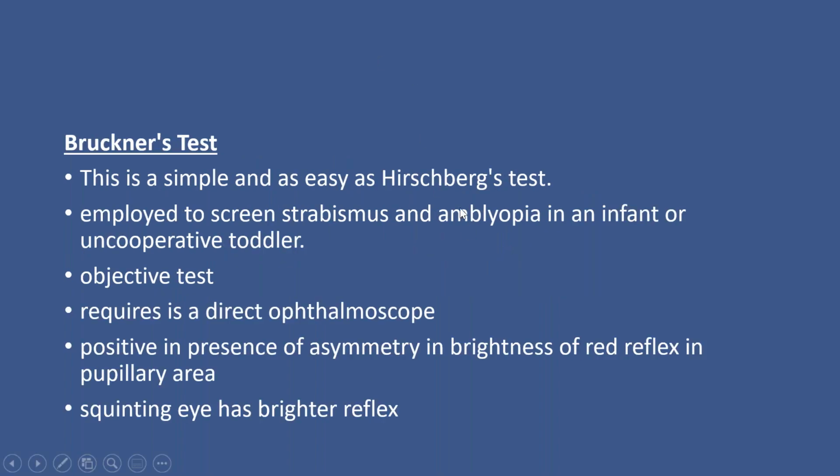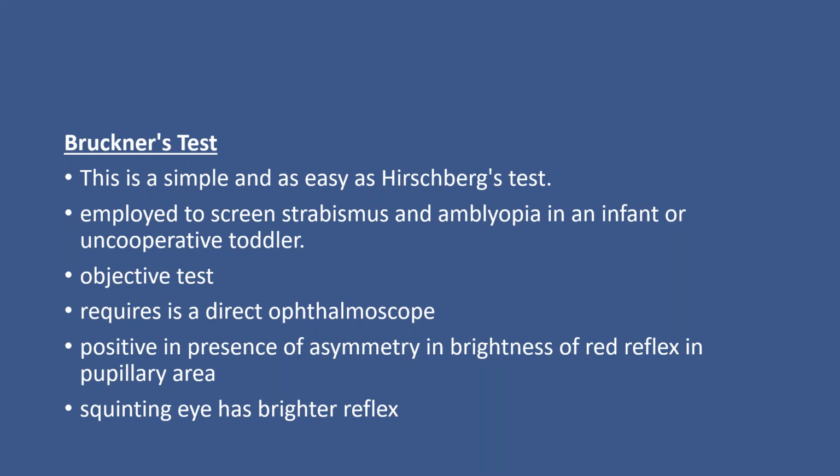Now, one very basic test to assess small children, or very quickly screen patients, is Bruckner's test. Now, this is an objective test. The only thing that it requires is a direct ophthalmoscope. And a Bruckner's test is considered positive when there is asymmetry of brightness of red reflex in the pupillary area. So you know that you're supposed to look for a red reflex in the pupillary area, and in a normal person, it'll be equally bright in both eyes, right? But it's considered positive when there is an asymmetry.